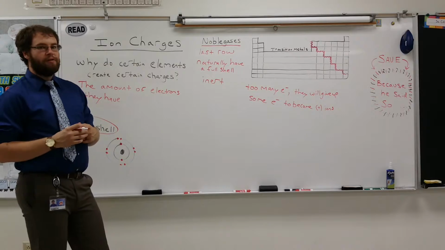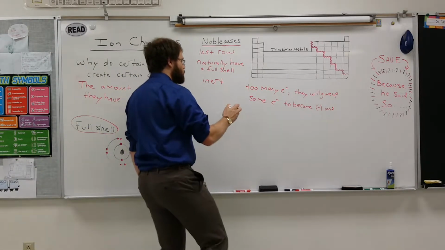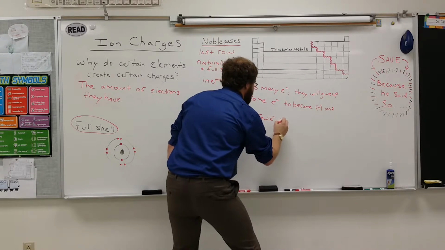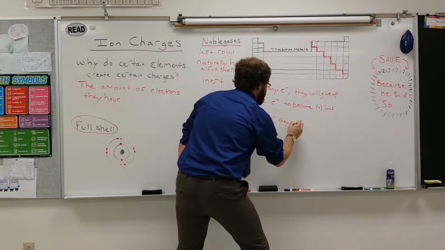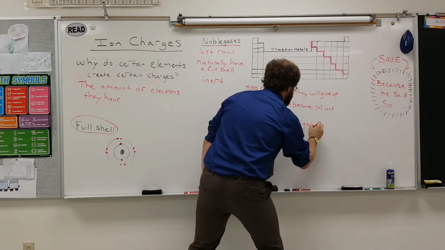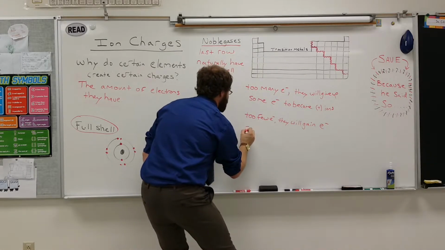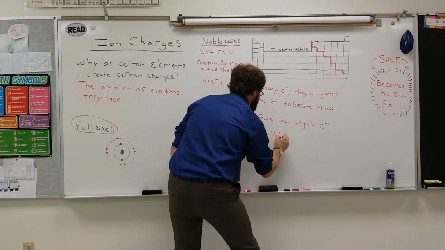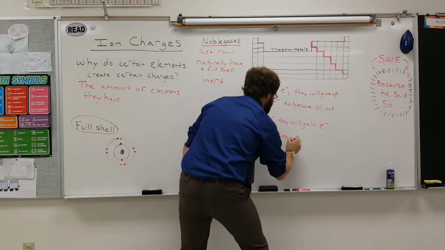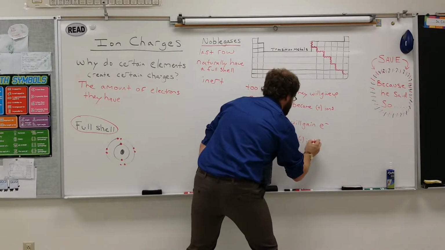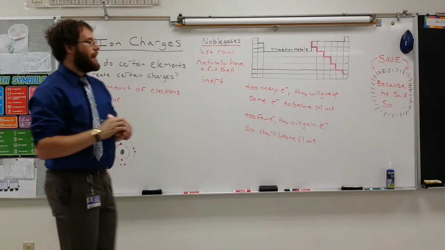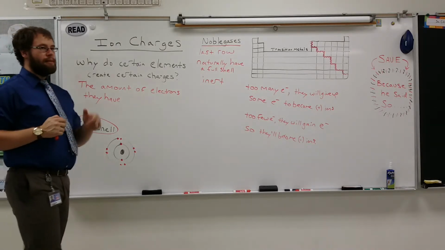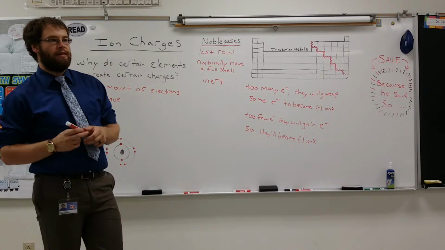The same is true if they have too few. If they're a couple short, so they have too few electrons, they will gain electrons from a source, so they'll become negative ions. There's a certain set of elements that do this in a very specific way, and they'll have the same charge no matter what because of how many electrons they have.